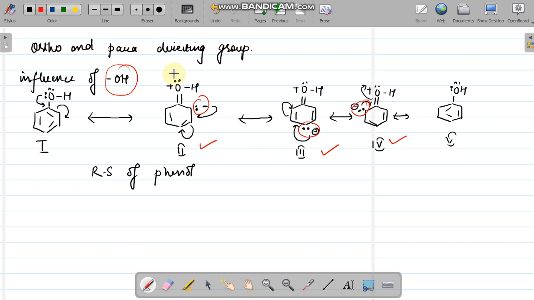Similarly, if there was some other group in place of the OH group, for example the NH2 group, then also it is going to be an ortho para directing group. Your NR2 group, OCH3 group or CH3 group, etc. These are all going to be ortho and para directing groups. Why? Because they are going to have high electron density at these positions, and this we come to know when we make the resonating structures.